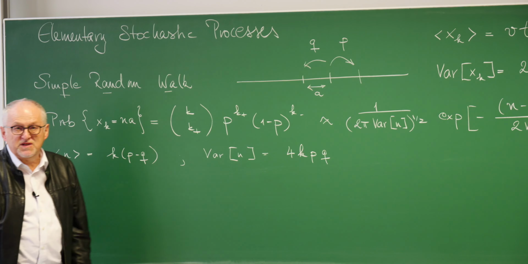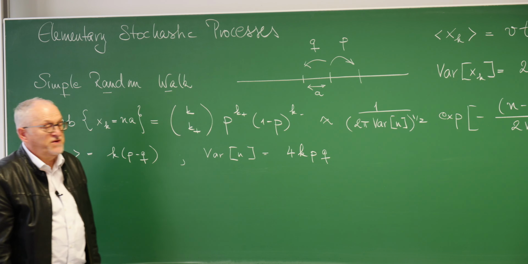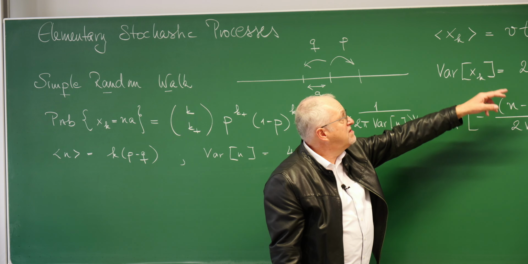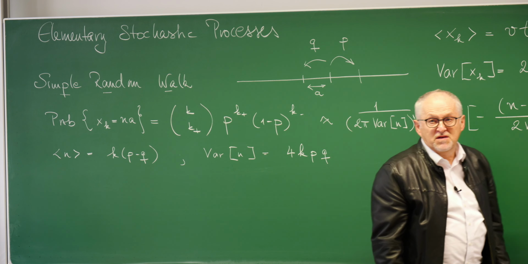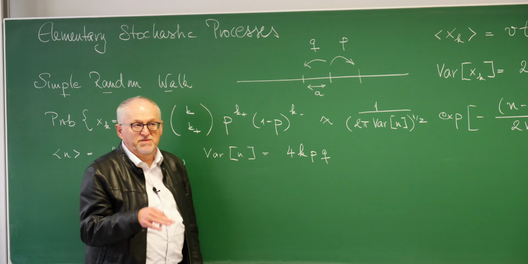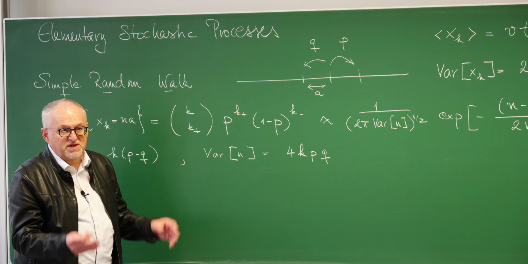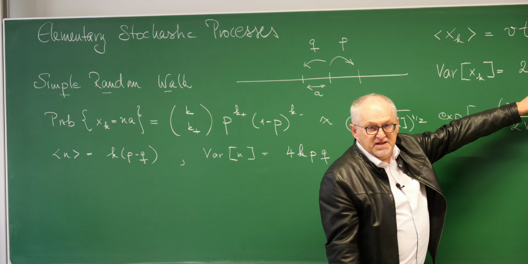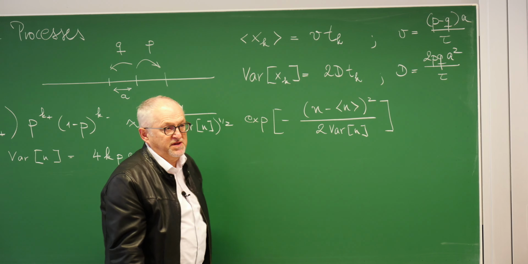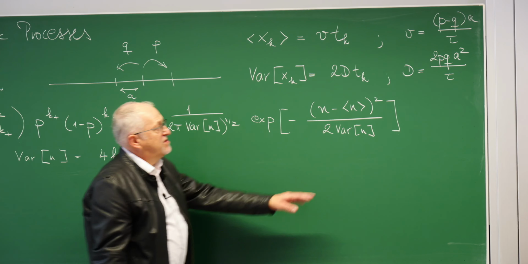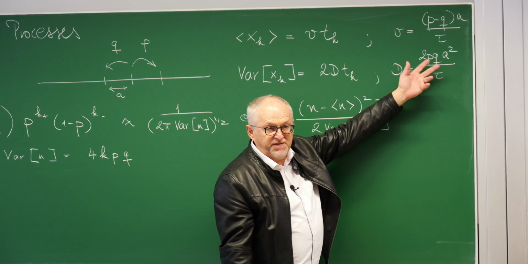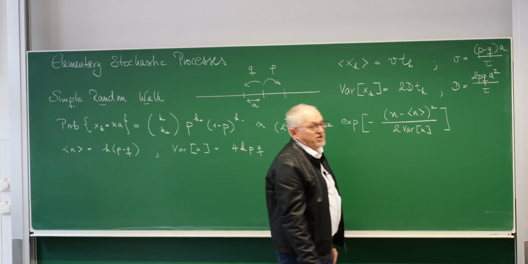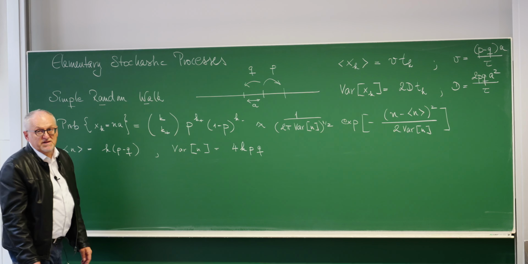And what we calculated, just by calculating the moments of the distribution, we saw that the mean is increasing linearly in time with a speed v, and the speed v is related to the basic length scale divided by the basic time scale times the difference between the forward and the backward hopping rate. Okay? For the variance, we also found that this is linear in time with a coefficient that we call the diffusion coefficient, and that diffusion coefficient is related to the variance of one of the hops, and you can write this as the product of p and q and the square of the length scale divided by the time scale.